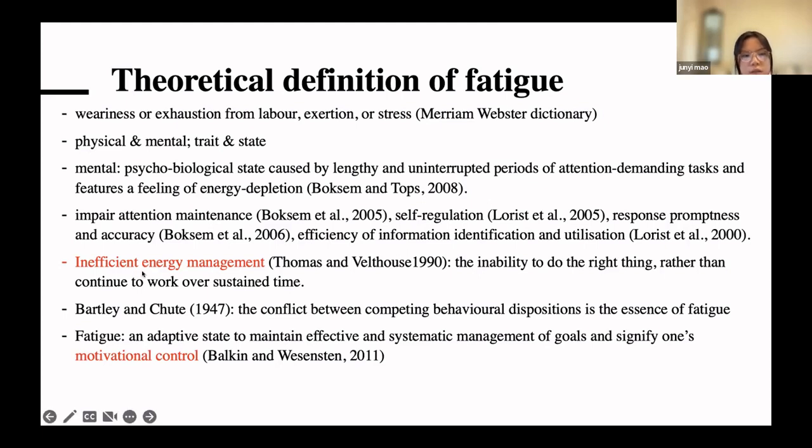The latest theories focus more on its impact on efficient energy management. As Thomas and Warehouse state, fatigue is the inability to do the right thing rather than continue to work over a sustained term. Batley and Chats agreed, thinking the conflict between competing behavioral dispositions is the essence of fatigue. So in summary, fatigue is an adaptive state to maintain effective and systematic management of goals and signify one's motivational control. If you have noticed, in terms of theory, fatigue shares some overlap with motivation.